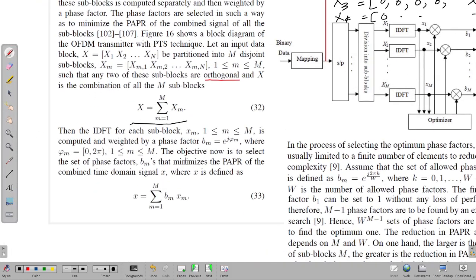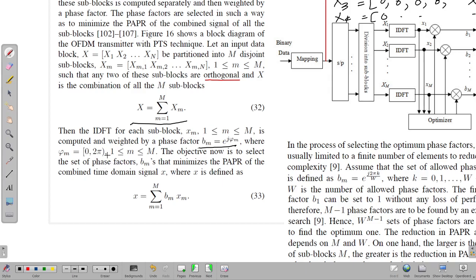They are given to the optimizer to select the value of bm, and bm is a phase factor. bm is a phase value, right? But it is only a single value. It is not a sequence. It is a single value. So you have m varying from 1 to M, and your phi m, the angle this complex exponential can take, can vary from 0 to 2 pi, where 2 pi is not included.